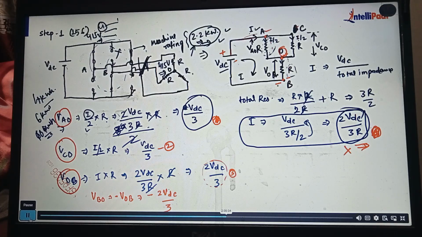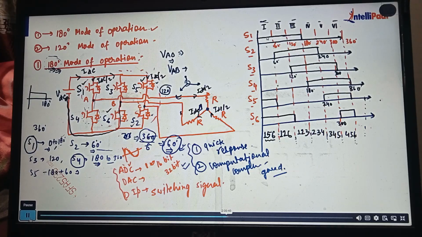Between 120-degree conduction and 180-degree conduction, in 180-degree conduction mode we switch the switch till 180 degrees. In case of 120-degree mode of conduction, we have to switch the first switch till 120 degrees. That is the main difference. Because 180-degree mode of conduction means one switch is conducting for 180 degrees. If I'm saying 120-degree mode of conduction, it means one switch is conducting only for 120 degrees.